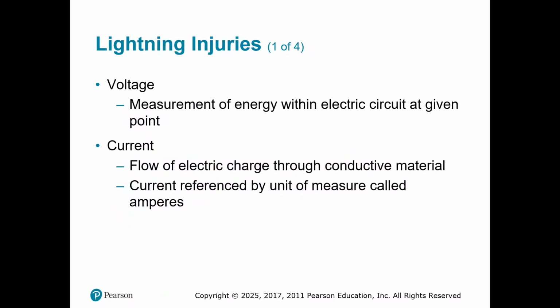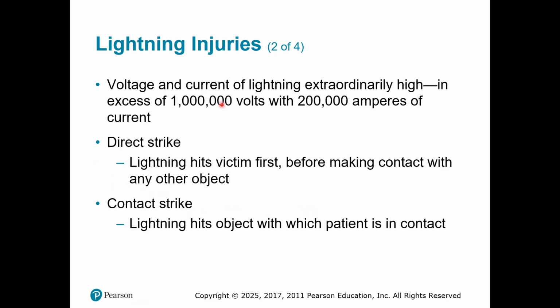When we talk about lightning injuries, voltage can be defined as a measurement of energy within the electric circuit at a given point. Current can be defined as a flow of electric charge through conductive material. Current, by unit of measure, is called amps or amperes. The voltage and current of lightning is extraordinarily high, in excess of 1 million volts with 200,000 amps.